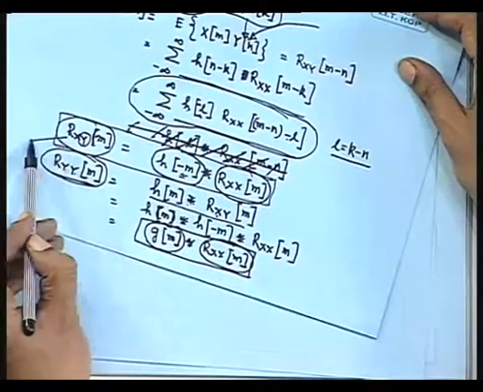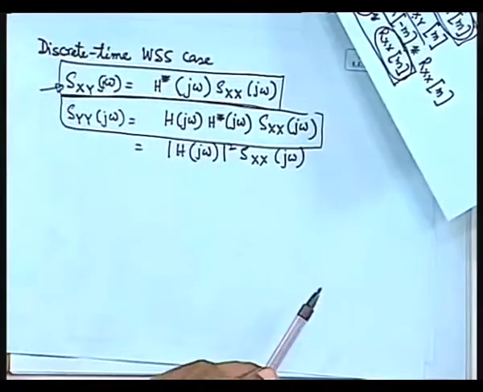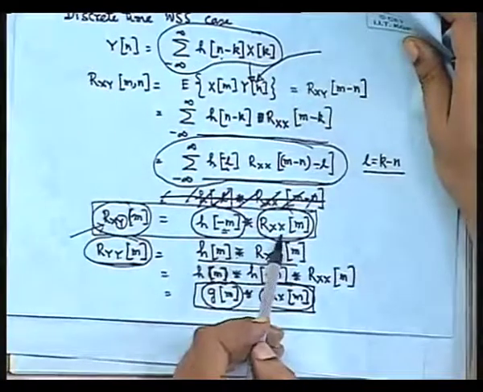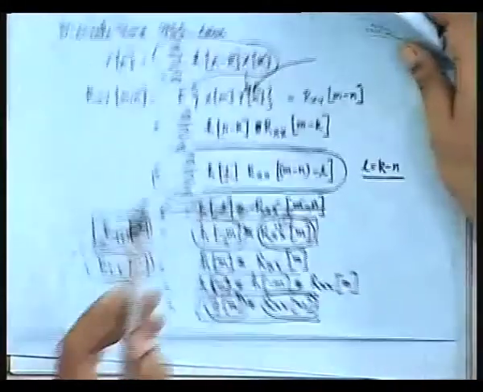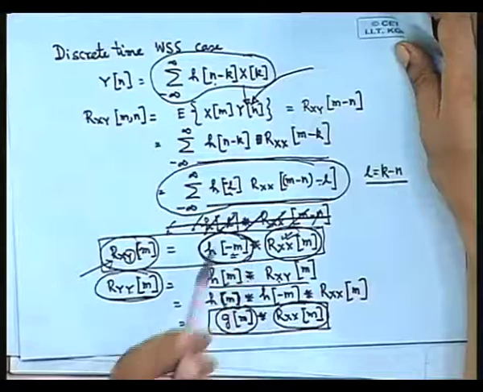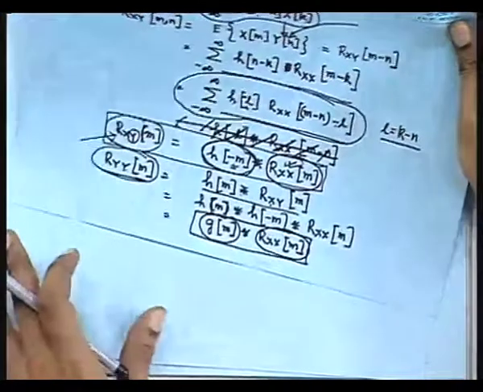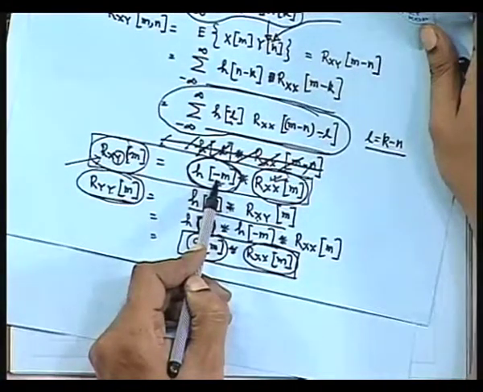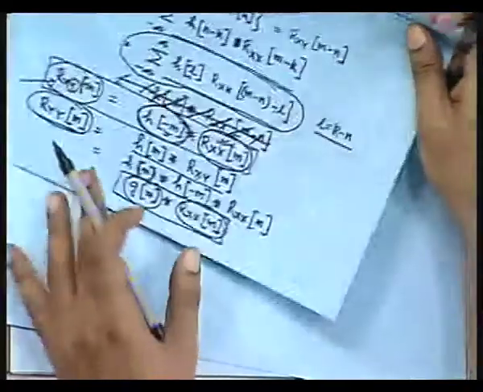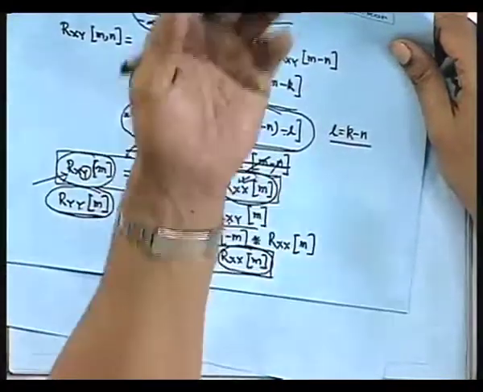So what is the Fourier transform of this? It is Sxy(jω) by definition. And what is the Fourier transform of this? It is this by definition. And what is the Fourier transform of h of minus m? It is h star(jω), because of this minus m, right? Not following? You can just put it and then put ω equal to minus ω.